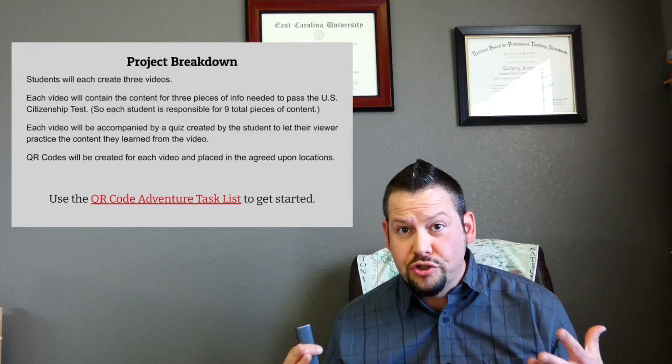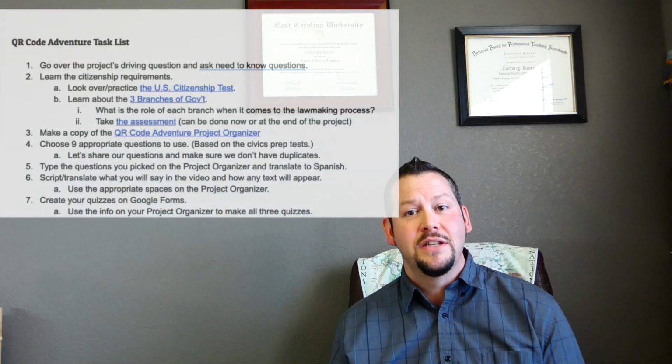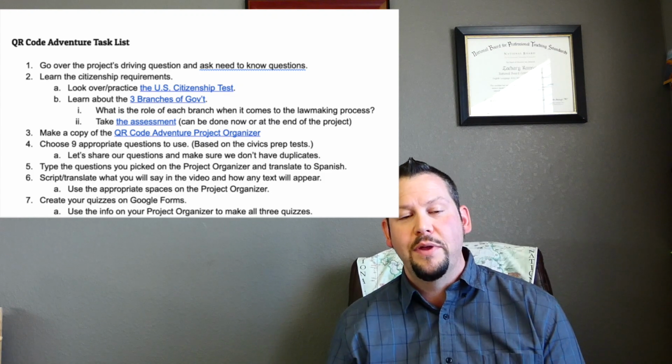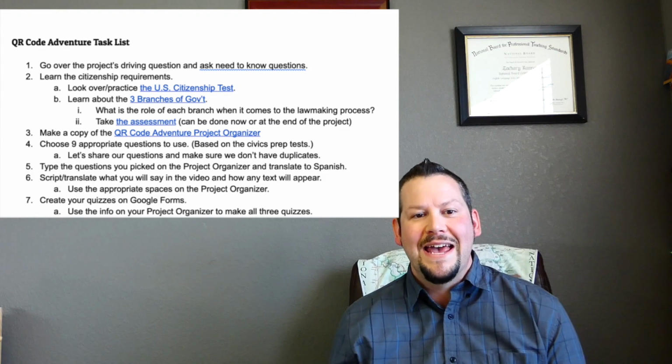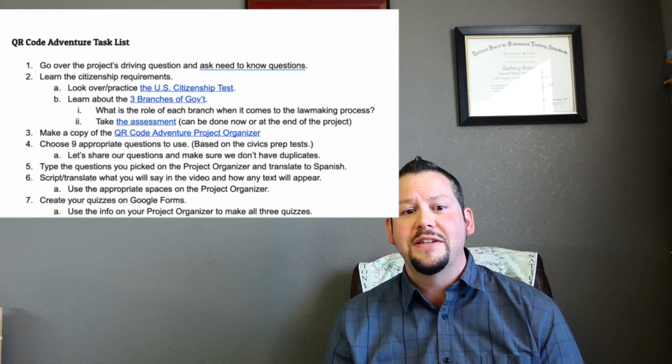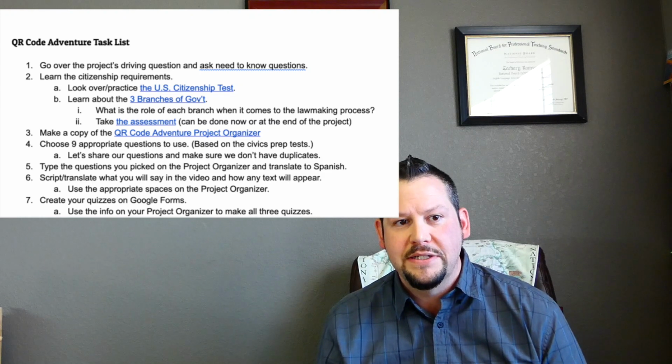To get my students to do all this, I created a task list, which I'm going to give to you. It's linked below. You have all of the resources that I'm mentioning here. So with this task list, I basically walk students through each part of this project to guide them through the learning process. So we started with the end in mind. They know that they're going to create this QR code adventure game, and now it's time to do all of the learning to create this culminating product.